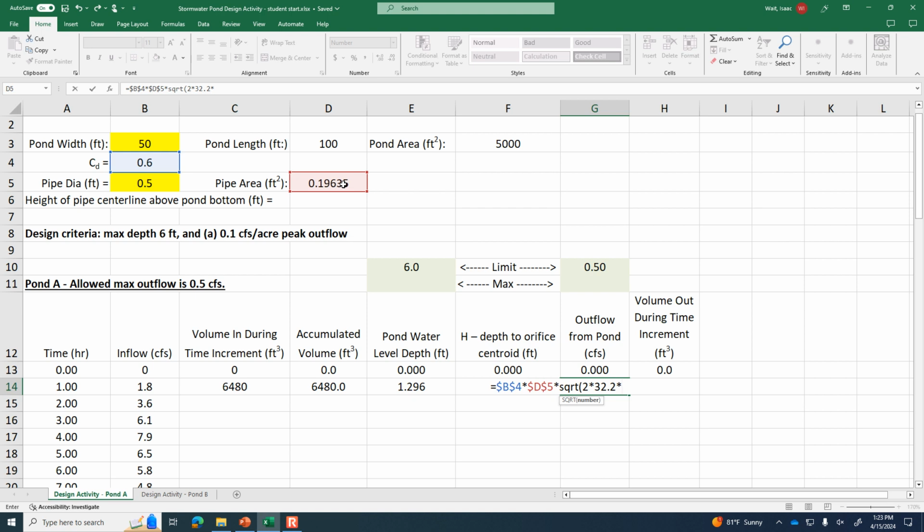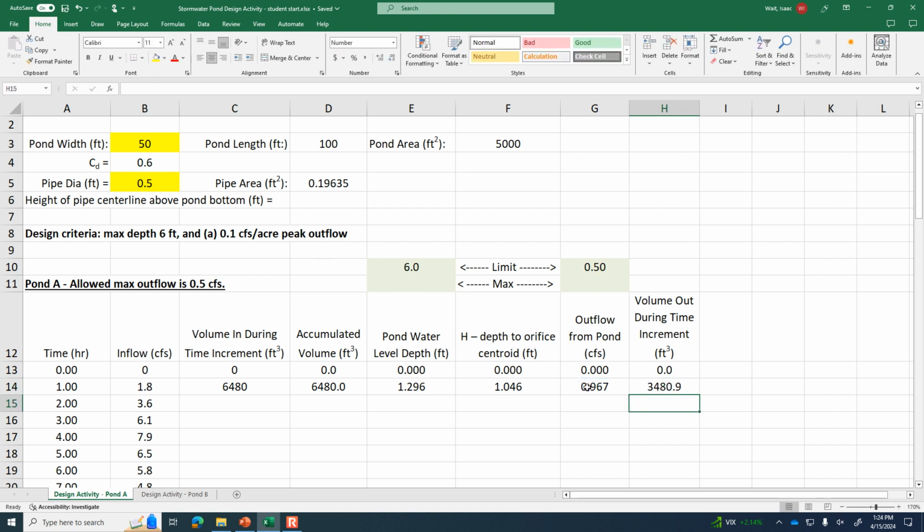Now since the formula is centered, I can't click on F14, but I'll just type that in. Okay. So that's the flow rate out through the pond. And in 3,600 seconds, if that's the flow rate out, then that would equate to a volume out of 3,480. Okay.